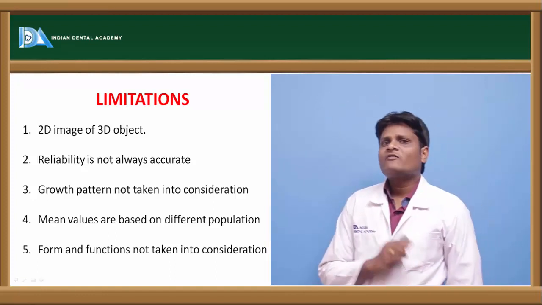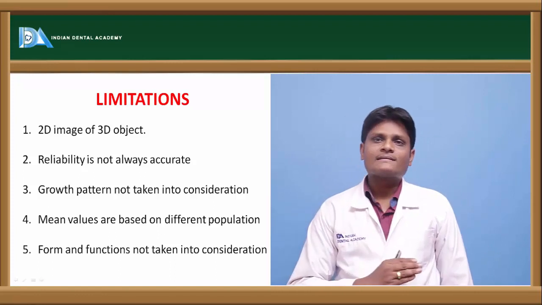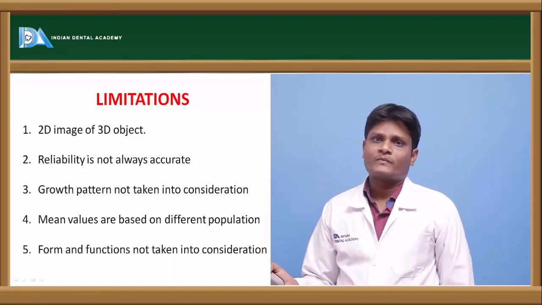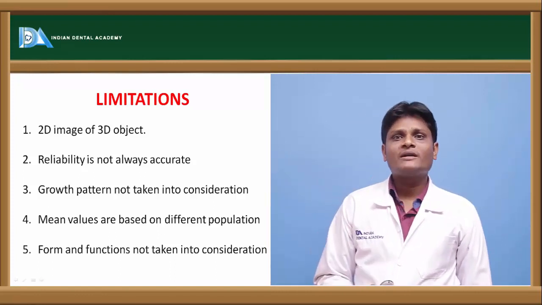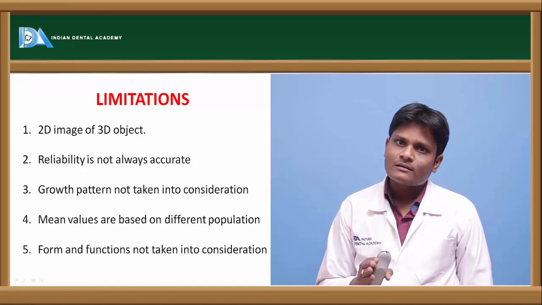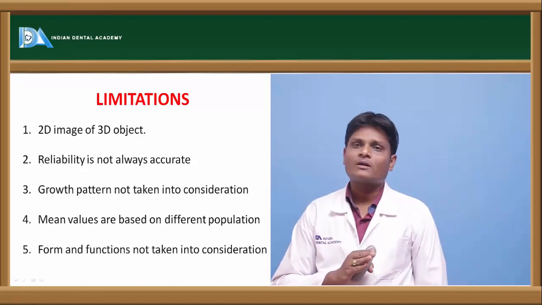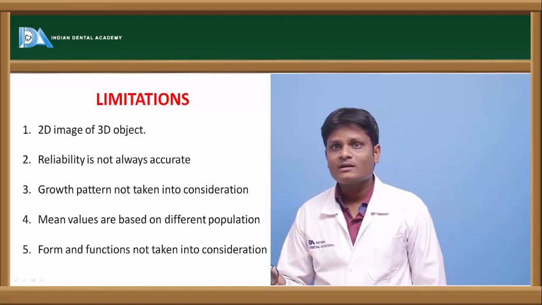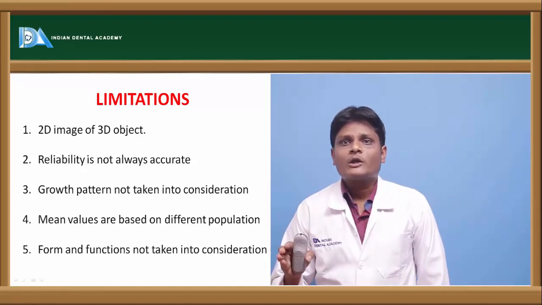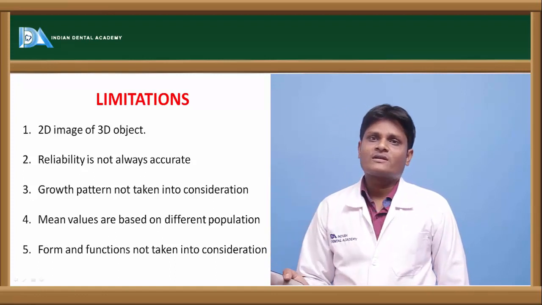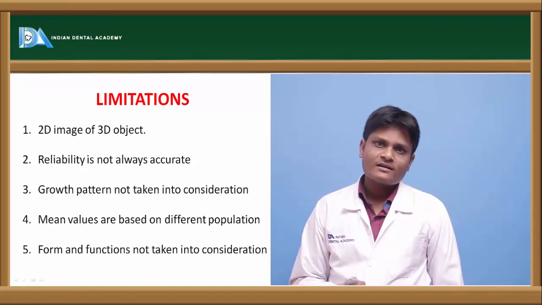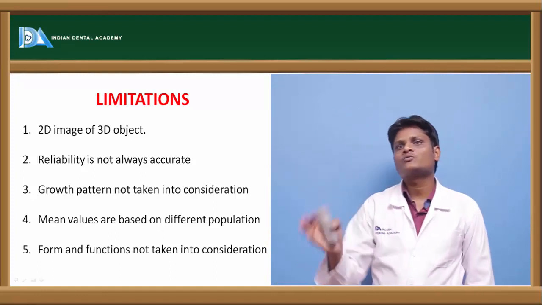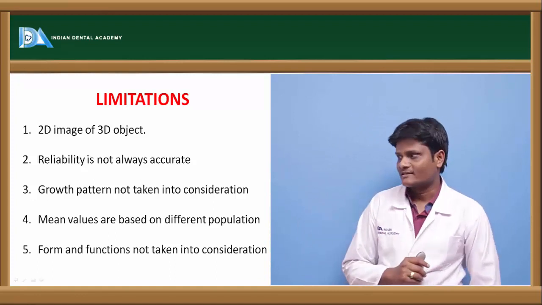Now, the mean values that we obtain on different analyses were proposed on different populations. Their universal applicability is questionable, yet they are being used for all groups of population irrespective of their ethnicity. So their applicability universally to all groups of population is questionable, yet we are using these analyses in all groups of population irrespective of their ethnicity.